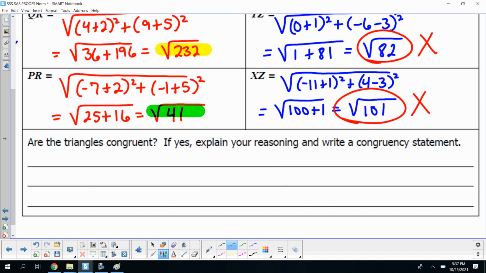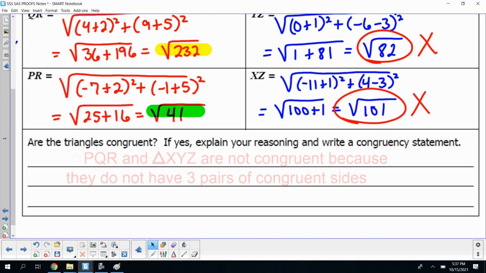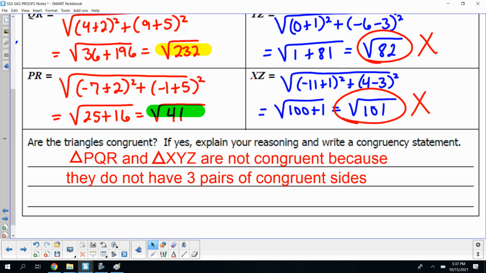So we can say, are the triangles congruent? Triangle PQR and triangle XYZ are not congruent because they do not have 3 pairs of congruent sides.